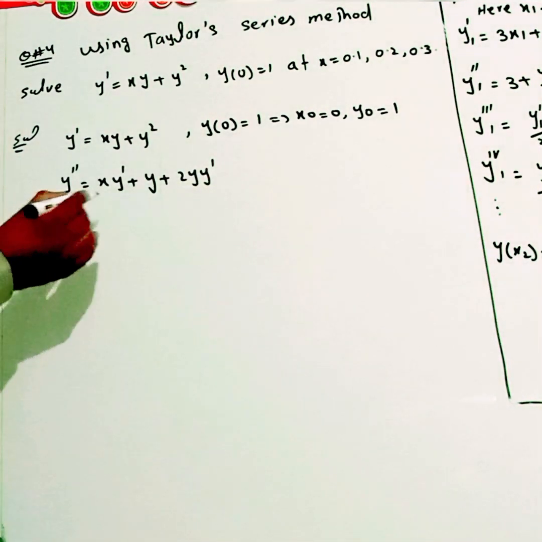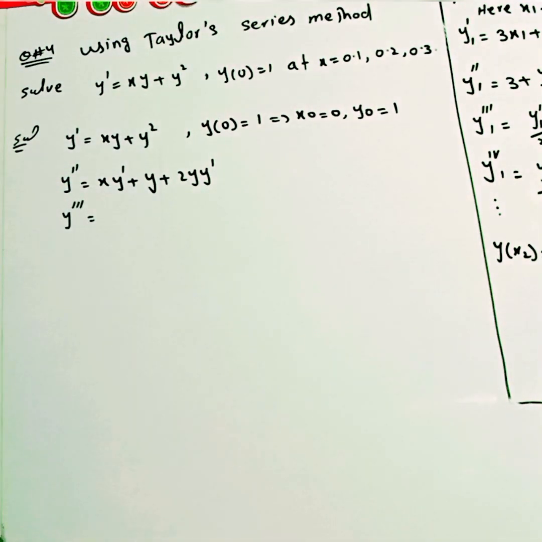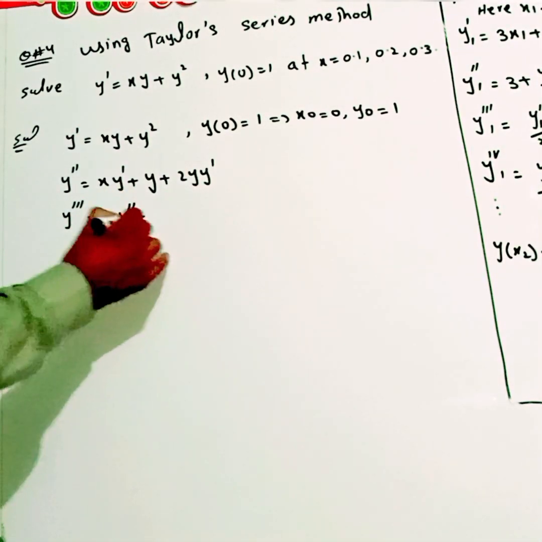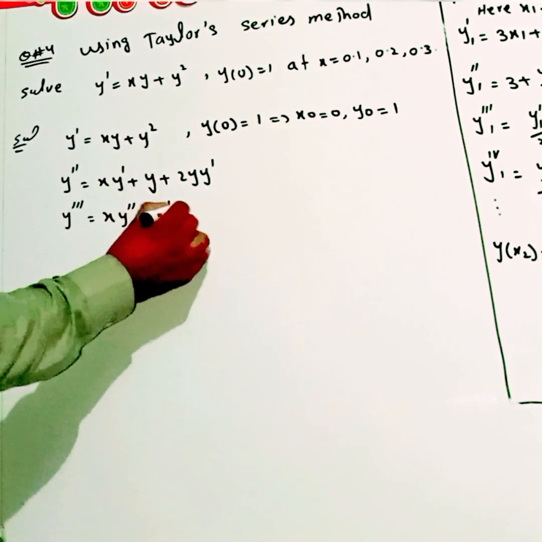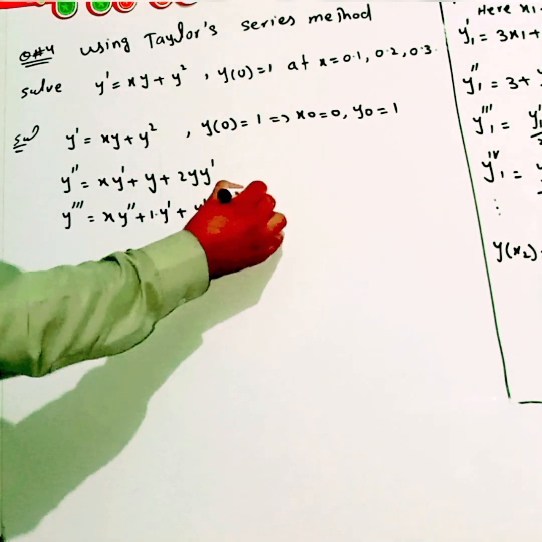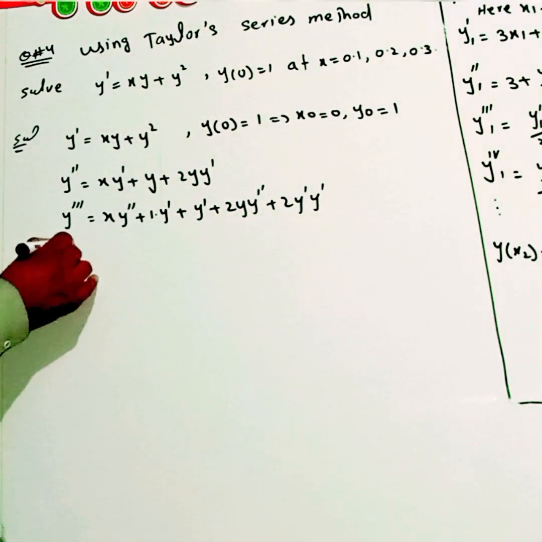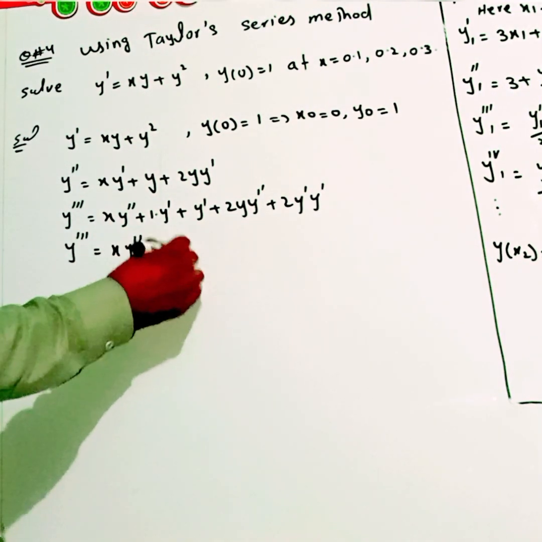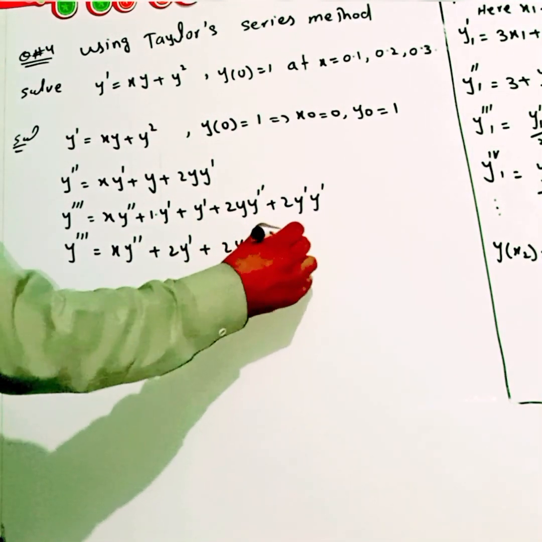Now taking derivative with respect to x, y triple prime is equal to, here also we use product rule, x derivative of y prime, y double prime, plus derivative of x is equal to 1 and y prime as it is, and derivative of this y square, here we also use product rule, 2y y double prime plus 2y prime y prime. Combining same terms, we have x y double prime plus 2y prime plus 2y y double prime plus 2y prime square.